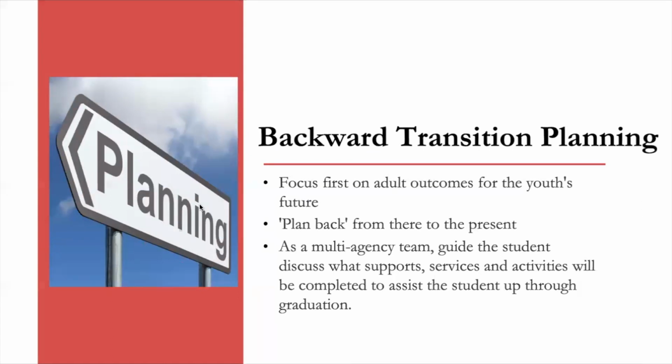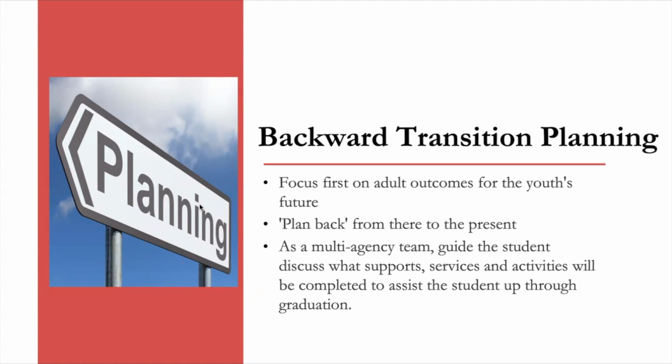Backward transition planning is a focus first on adult outcomes for the youth's future. So you plan back from there to the present. If you think of the calendar and where the student is right now, let's say they're in eighth grade. Let's look at the end of their high school career. What is it they want to do after they graduate? And then we have what they're doing currently.